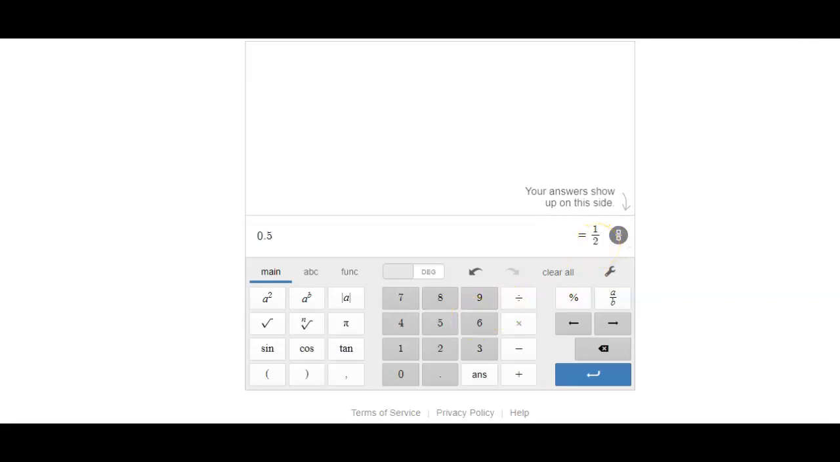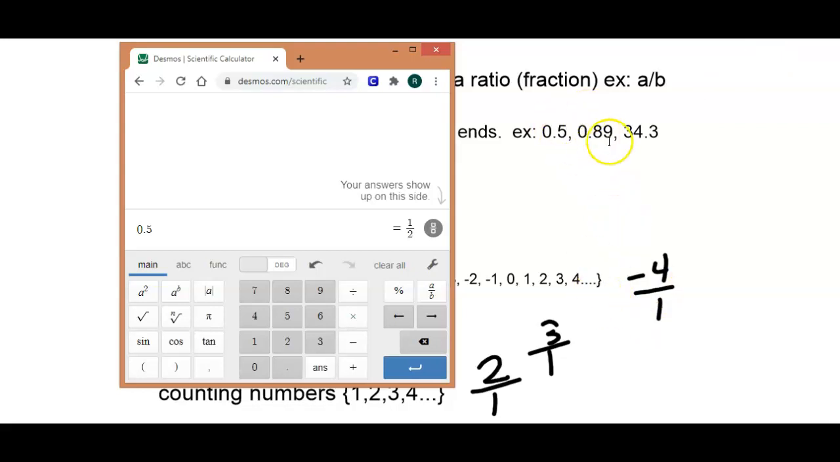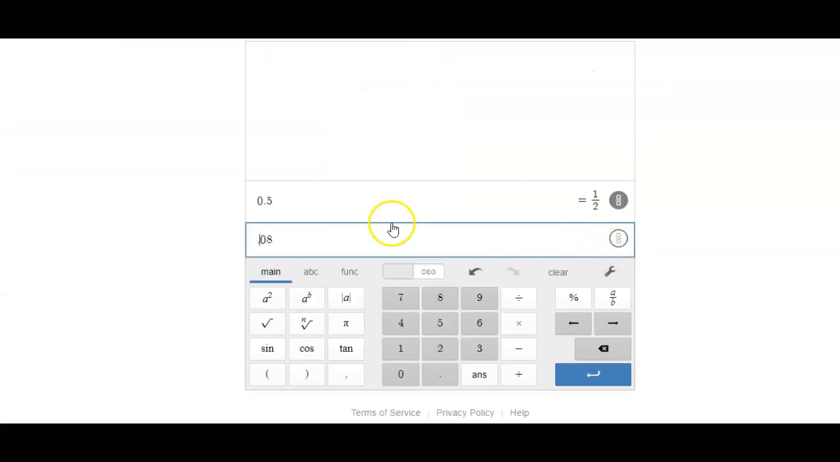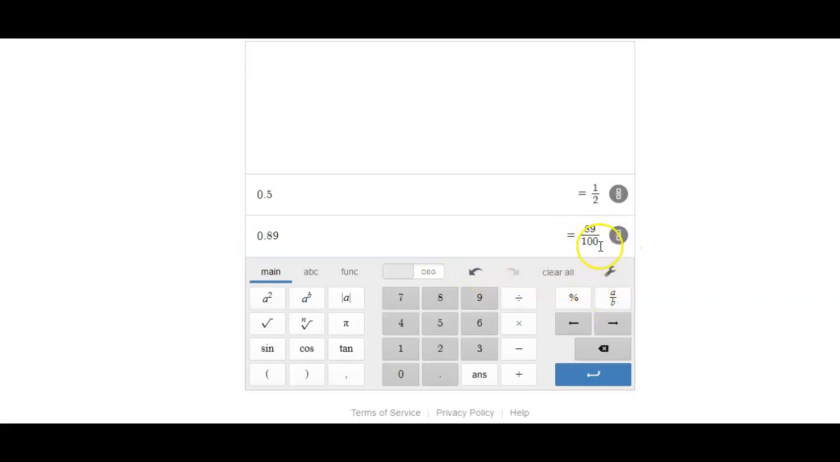So if I wanted to do the other one, which was 0.89, probably help if I could get it in there correctly, huh? 0.89, and then I could hit again this little convert fraction button, and it is 89 over 100. So if you remember that trick from elementary school, that's because it's in the hundredths place.